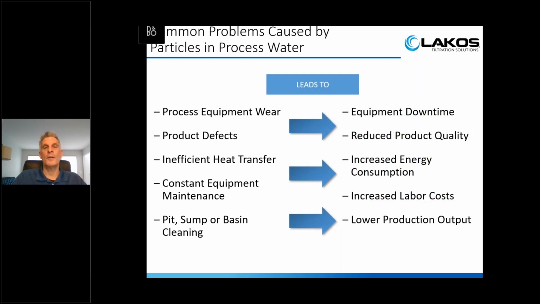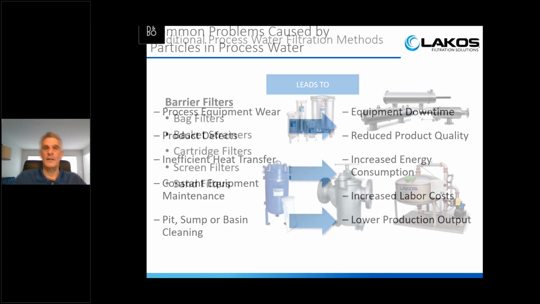Common problems caused by particles in a processed water stream are process equipment wear, which leads to equipment downtime; product defects, which reduce the product quality; inefficient heat transfer, which increases energy consumption; constant equipment maintenance, which leads to increased labor cost; and then you have the pit, sump, or basin cleaning, which leads to lower production output.